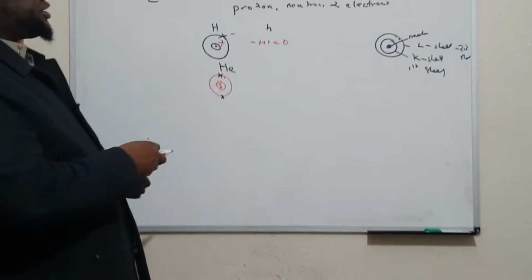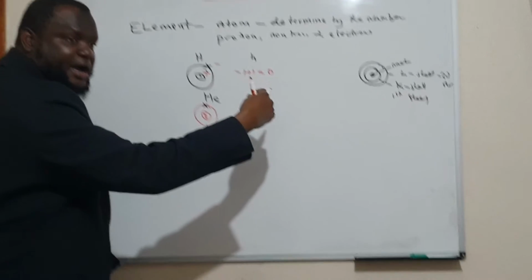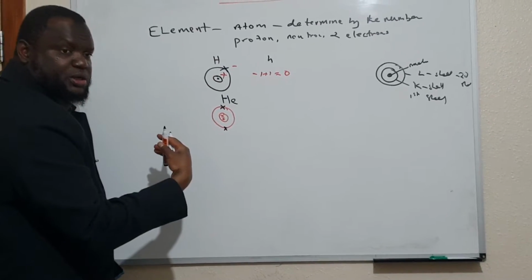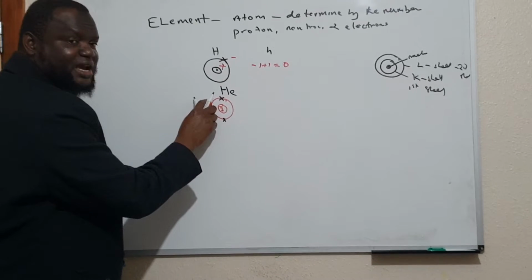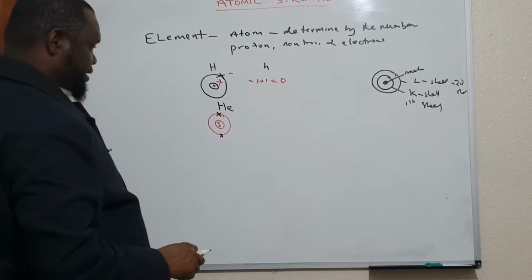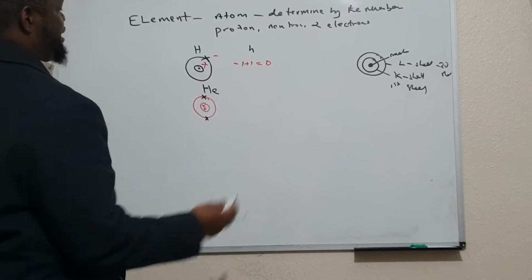Now our next topic will be the periodic table: how the hundred and something elements are arranged in groups based on how many electrons they have in the outermost shell. Group A, Group B, or Group 1, Group 2. We'll come to that later.